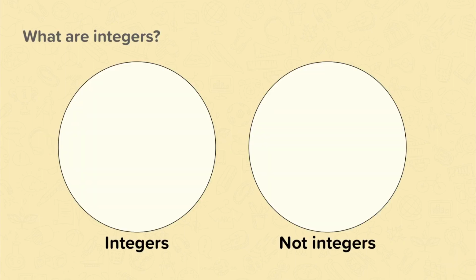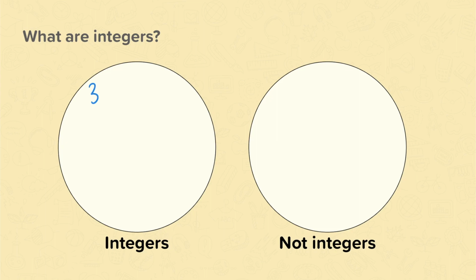What are integers? Well, I'm going to write some integers in this circle here, and I'm going to write numbers that aren't integers over here. And I want you to figure out what I mean when I say integers. So here are some examples.